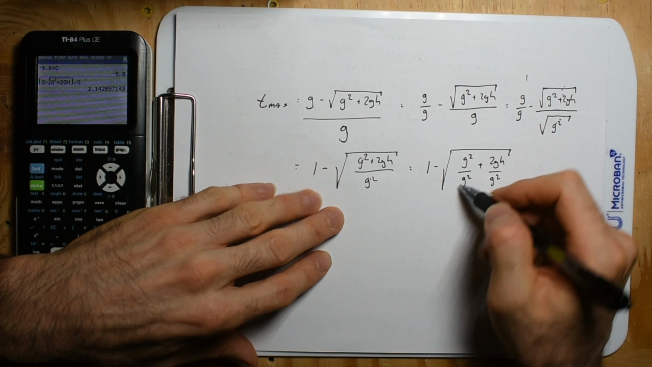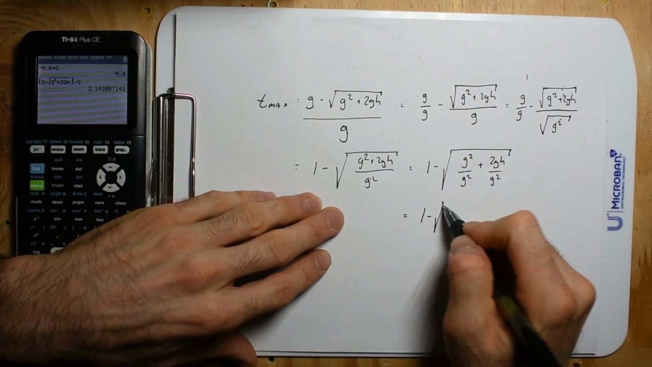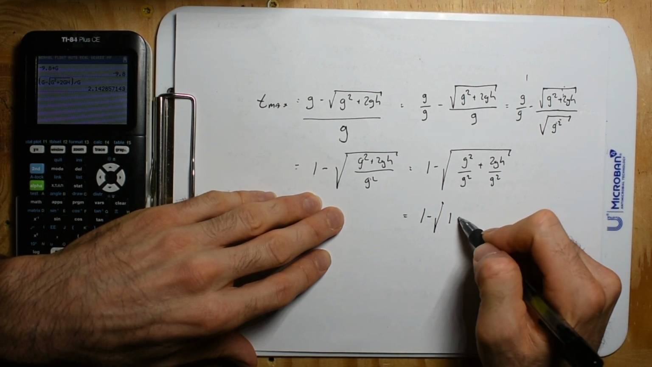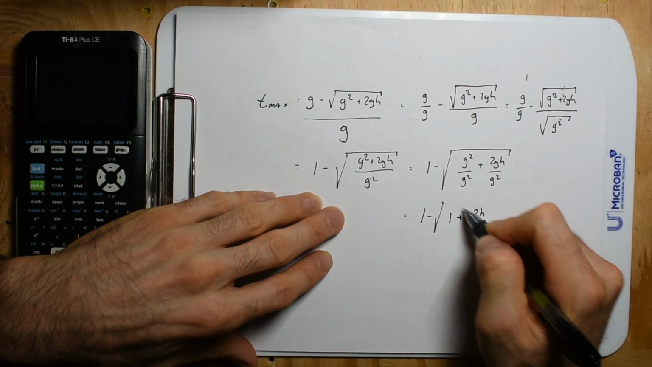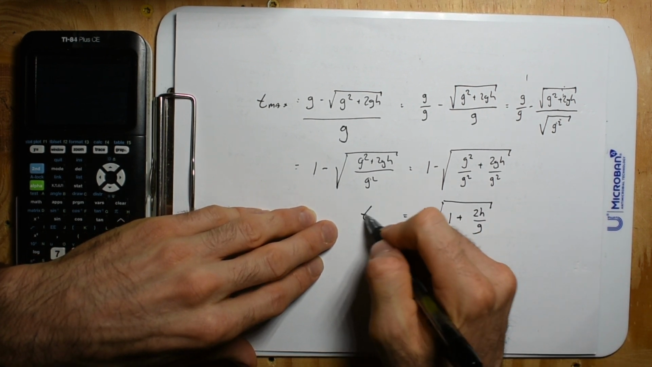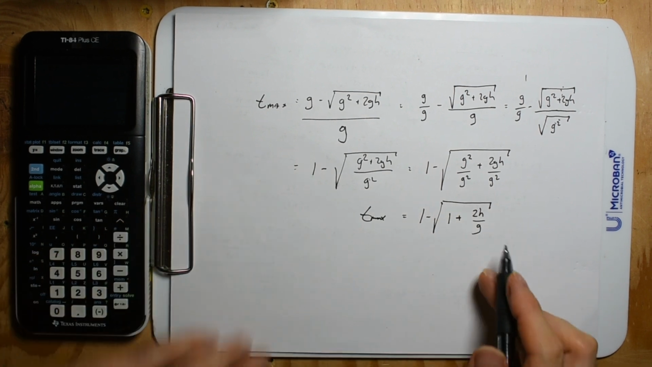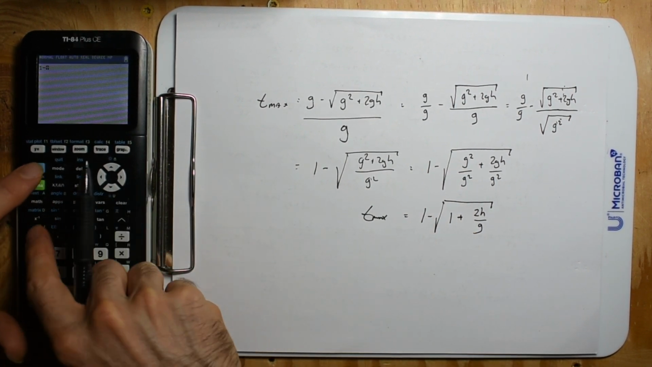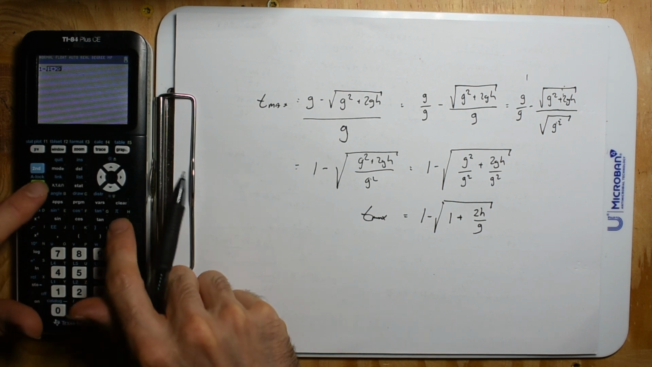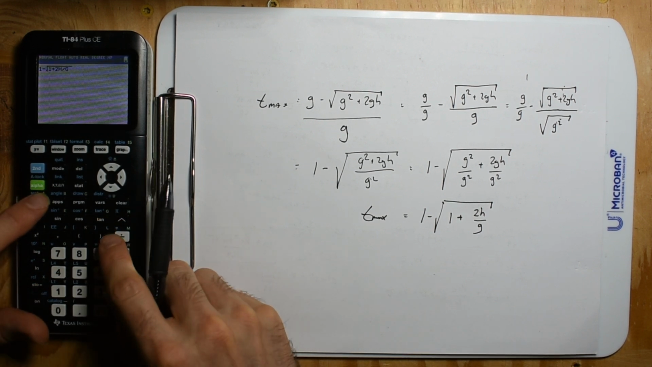So now I can see that this is 1. So I'm going to have 1 minus the square root of 1 plus 2h divided by g. Hell yeah. And that's T max. So that's the simplest way to get T max. And let's just see if it works. 1 minus the square root of 1 plus 2 alpha h divided by alpha g.